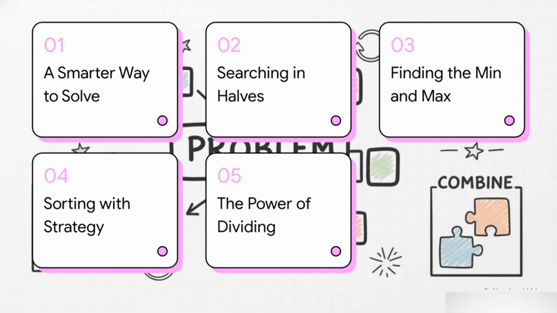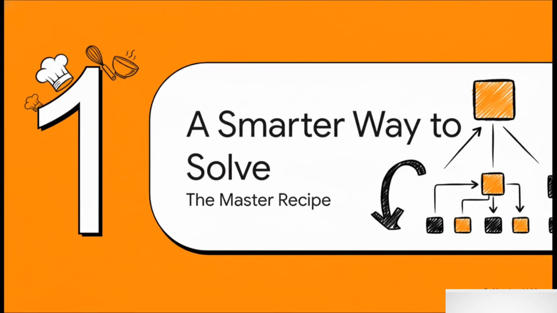So here's how we're going to break it down. First, we'll look at the master recipe for this whole strategy. Then we'll see it in action with searching, finding extremes, and a couple of classic sorting methods. And finally, we'll wrap it all up by talking about why this idea is just so incredibly powerful. Okay, so what is this master recipe? Let's get into the formal definition and the simple, repeatable steps that make this whole thing tick.